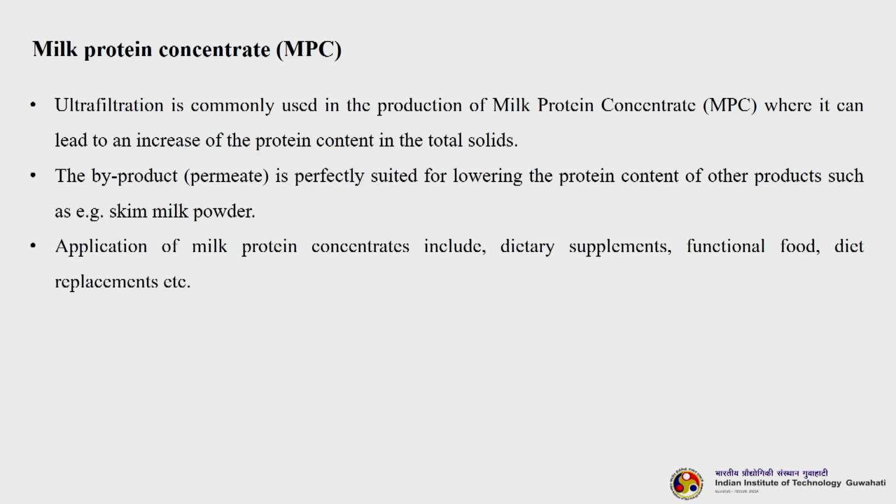The next application is milk protein concentrate. Ultrafiltration is commonly used in the production of milk protein concentrate, where it can lead to an increase of the protein content in the total solids. The byproduct, that is the permeate, is perfectly suited for lowering the protein content of other products such as skim milk powder, or many times it is called skimmed milk powder. Applications of milk protein concentrate include dietary supplements, functional food, diet replacements, etc.